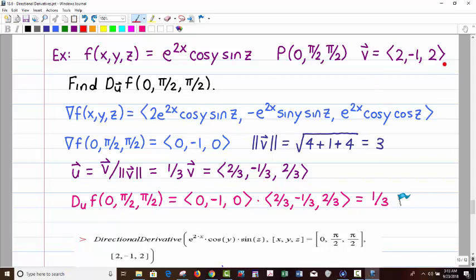So we take our vector and divide it by 3. So we end up with 2 over 3, negative 1 over 3, 2 over 3. So we take that vector, 2 over 3, negative 1 over 3, 2 over 3, and we dot it with the gradient, 0, negative 1, and 0. Well, since 2 of those are zeros, all we have to do is multiply the middle terms. Negative 1 times negative 1/3 makes positive 1/3.